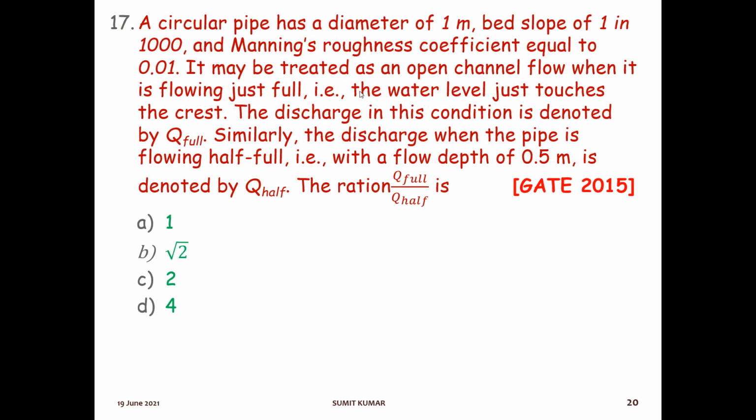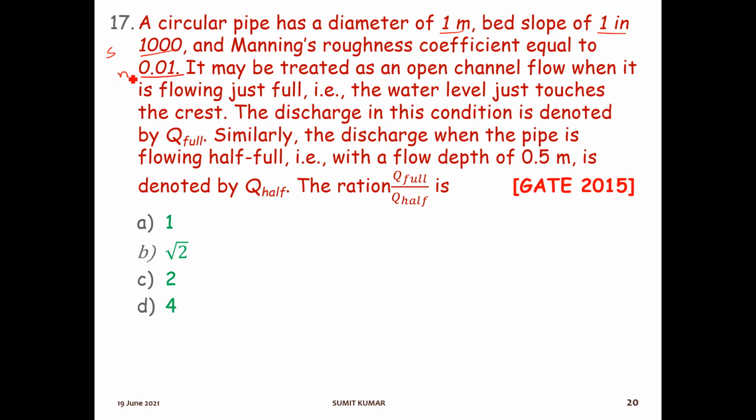Now read this question. This is also a very basic question. A circular pipe has a diameter of 1 meter, diameter is given, correct, 1 meter, and bed slope of 1 in 1000. That is, bed slope is S. And Manning's roughness coefficient equal to 0.01.